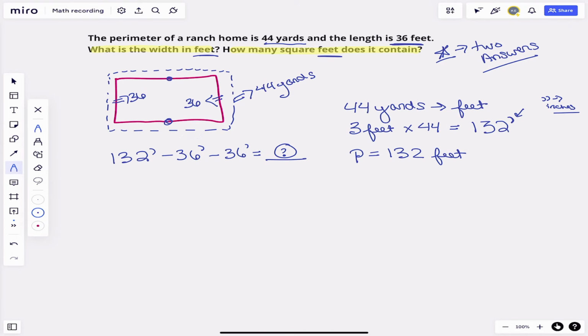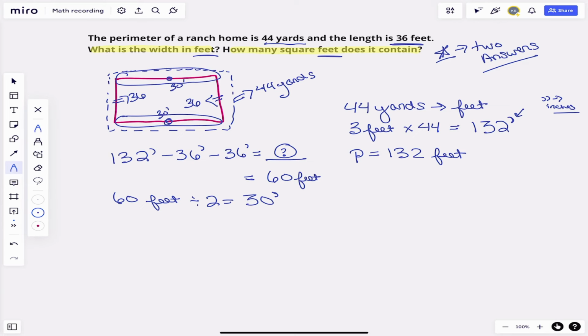So if I subtract from the 132 feet, 36 feet, and another 36 feet, what that's going to give me is 60 feet. So I know the piece right here and the piece right here equal, when I add the footage of those two pieces together, the width in this case, that's going to total 60 feet. And since they're even, I'm going to take this 60 feet and divide it by 2, which means each side is 30 feet.